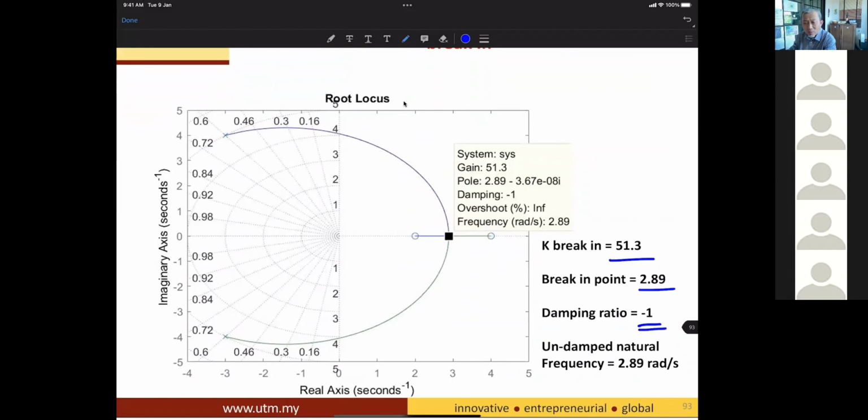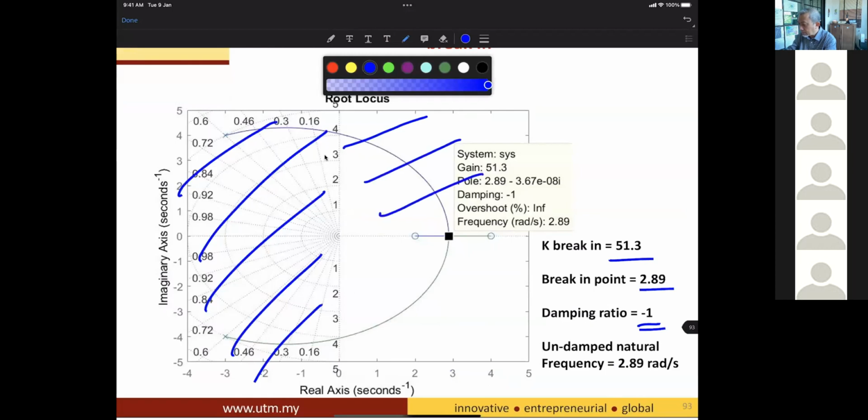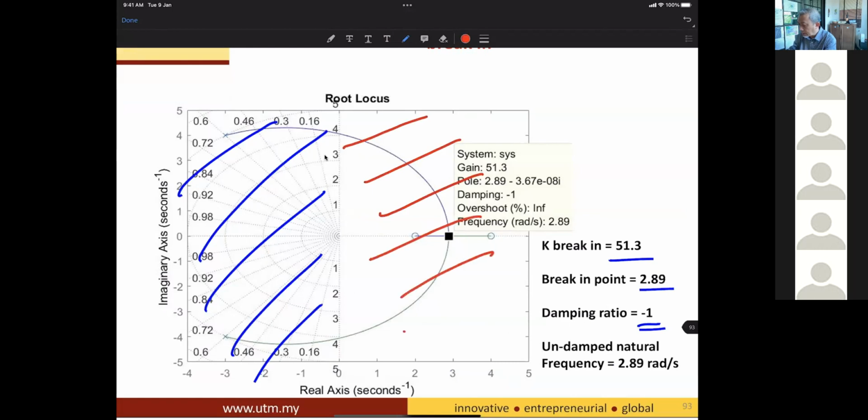Why -1? Why negative damping? Because it's on the right half plane. Okay, that is non-stable region. So we have 3 region here. Yang ini is the, okay, this part is the stable. Okay, this part is the unstable. And this part is the marginal or critical gain. Sorry, critical. Okay.